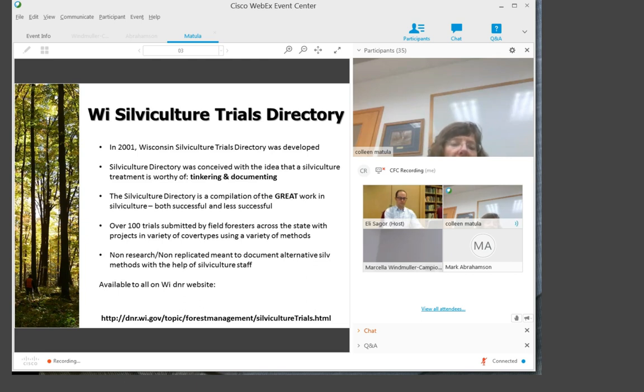We have over 100 trials submitted into this directory on our website in a variety of cover types using a variety of methods. They're meant to be field trials. They're not research, they're not replicated, but they're meant to be more of an adaptive process to developing alternative silviculture methods. So that's available on our website below.